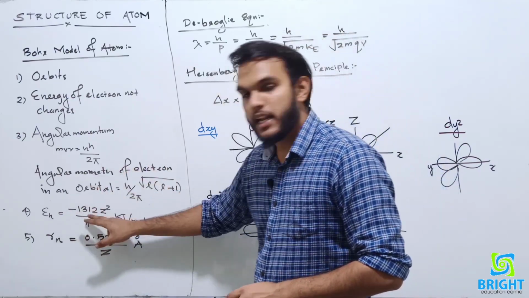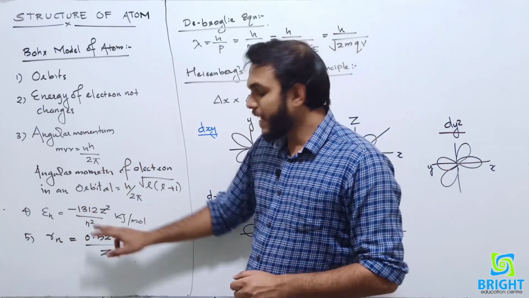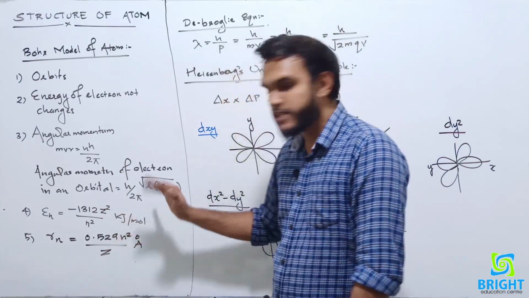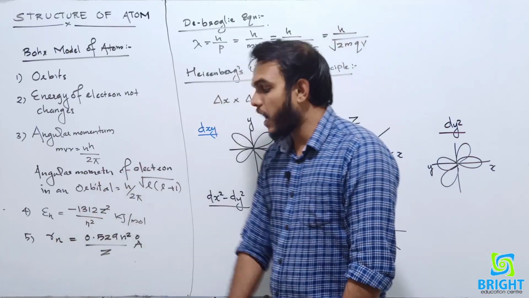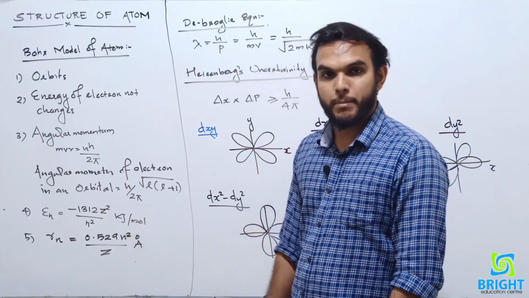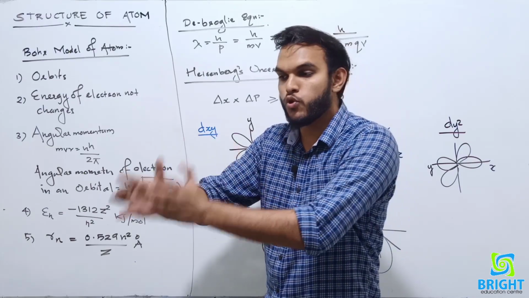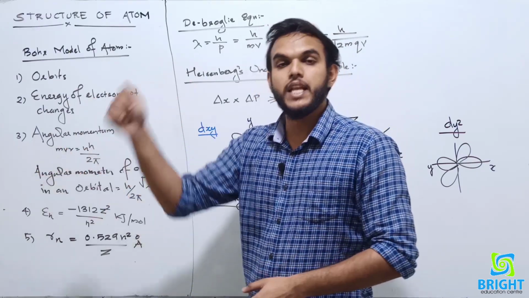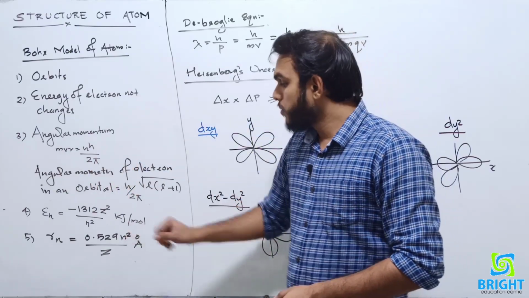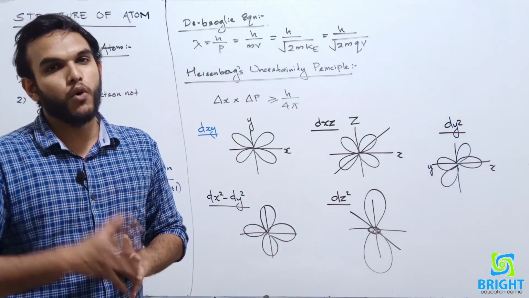Then the energy is given by the equation minus 1312 z square divided by n square, where n is the orbit number and z is the atomic number, and the unit is kilojoule per mole. The radius rn is equal to 0.529 into n square divided by z, where n is the orbit number. If it is 1s2, the value of n is 1. If it is 1s2, 2s2, 2p6, 3s2, 3p6, the value of n is equal to 3. This is the last shell number, that is the n value, and the unit is angstrom. So these are the basic conditions of the Bohr model of an atom.